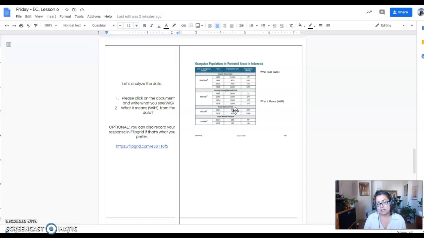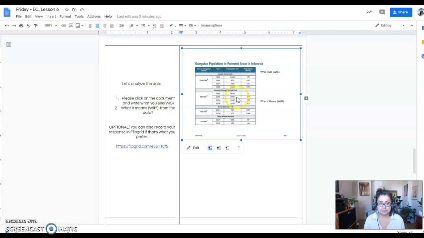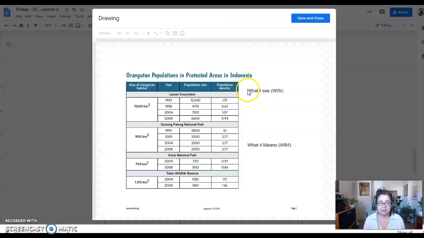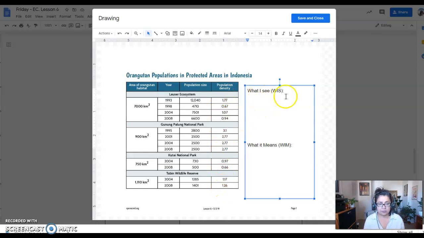What I want you to understand is the word population density. Okay, so we are going to look at the numbers that you got. Double click this. The numbers that you have here are called population density. It's how many orangutans can live in 1 square kilometer. Okay, and that is called population density. So what do you notice here? So what you will do is you will click here and you will type, what is it that you see? So analyze it, notice what you see.